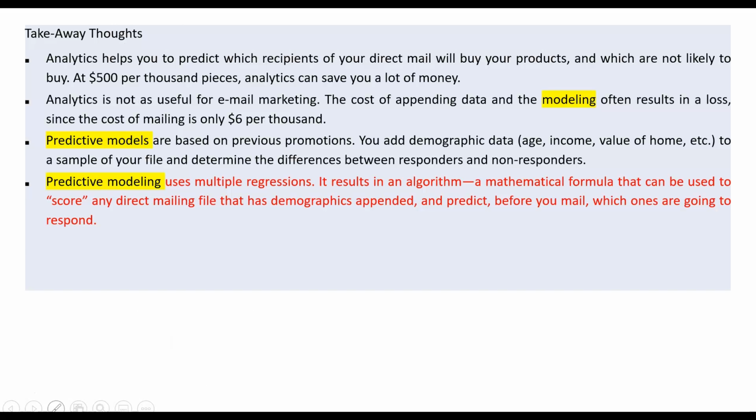Okay, this is from your book. I just lifted up like the last page in this chapter. So analytics, predictive modeling can help you predict which recipients of your direct mail will buy your products, which are not likely to buy. At $500 per 1,000 pieces, analytics can save you a lot of money. This is if you're doing mail, right? Analytics, to say, is not as used for email marketing. The cost of appending data and modeling often results in a loss, since the cost of mailing is only $6 per 1,000.